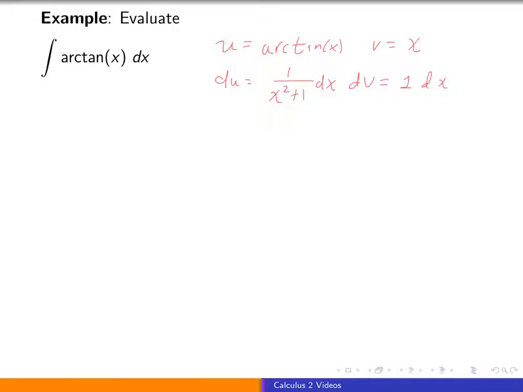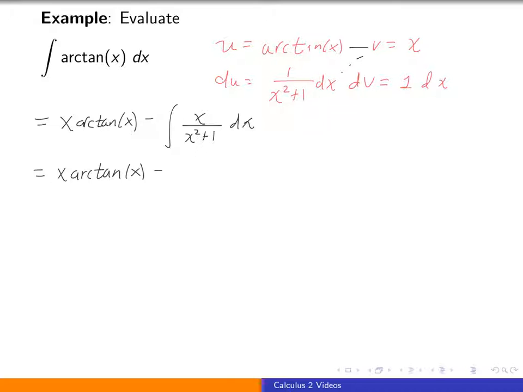Integration by parts gives us uv minus the integral of v du. So this will be x arctangent x minus the integral of v du, so x over x squared plus 1 dx. And now this remaining integral is something that should be simpler for us to evaluate. The observation that we can make here is that we see an x squared plus 1 in the denominator, and essentially its derivative appearing outside of that function. So that's an indication that we might want to try a substitution.